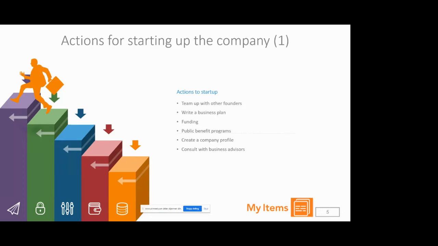Actions from ID to a startup. In this presentation, we will present 6 actions to move the company from an ID to be a startup company. Areas that need to be a part of the startup are the following: team up with other founders, write a business plan, collect funding for the project, apply for public benefit programs, create a company profile, and consult with business advisors. Each topic will be addressed on the next slide.